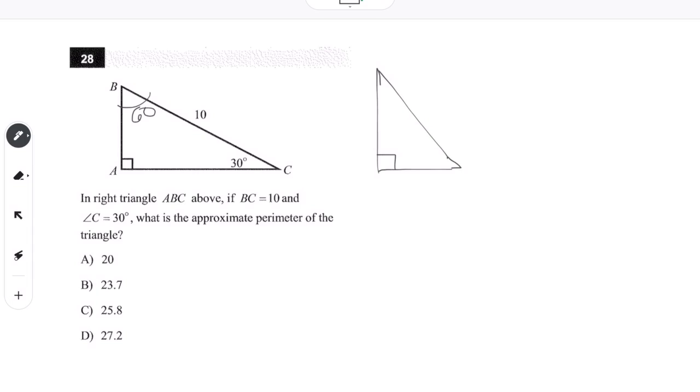Whenever you see a 30, 60, 90 triangle, we know that the bottom is going to be x, the second longest side is going to be x root 3, and the hypotenuse is going to be 2x.